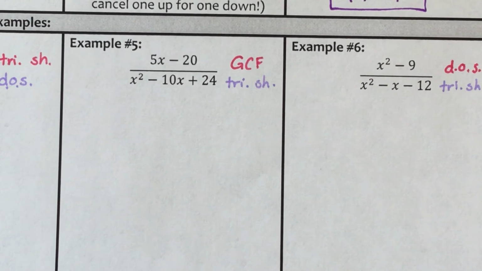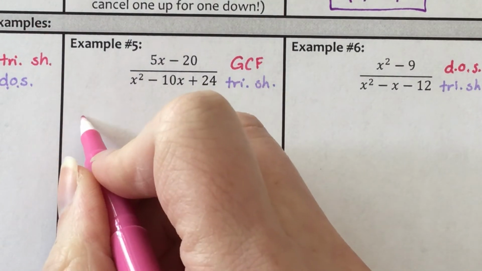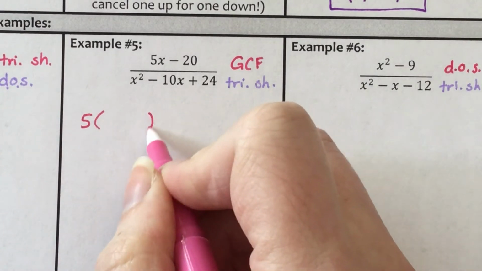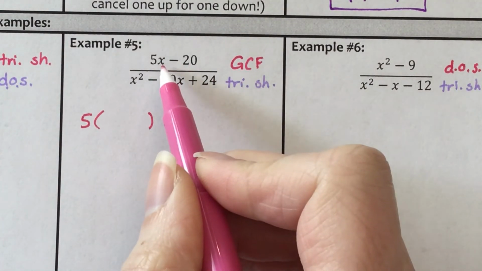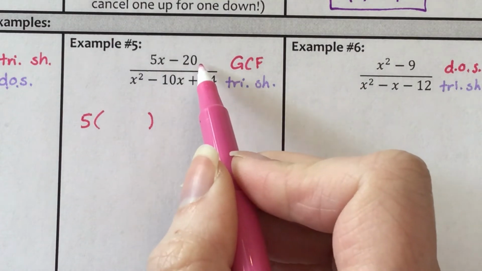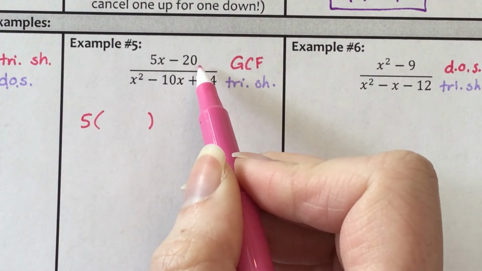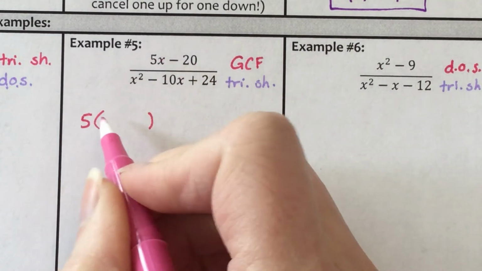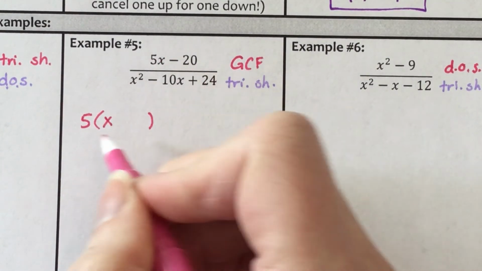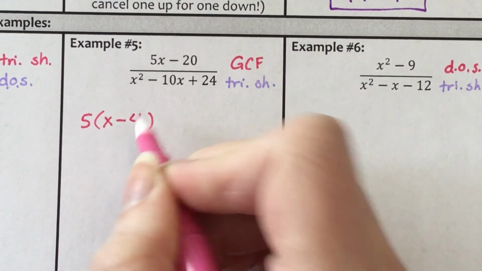All right. So on top we have a 5x minus 20. 5 is a greatest common factor because that is the biggest number that you can divide 5 and 20 by. There's no x in our greatest common factor because our second term does not have an x in it. Okay, so we're going to divide both of those terms by a 5. 5x divided by 5 is x, and negative 20 divided by 5 is negative 4.